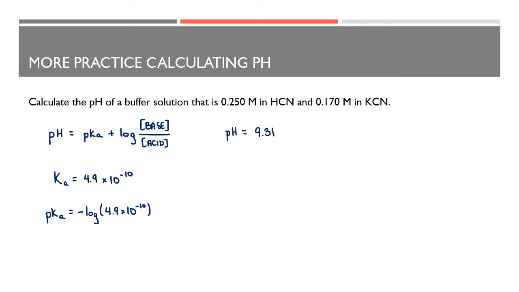I'm just going to substitute that in here: 9.31. Now I'm going to add the log of our base concentration, which is 0.170. That's our KCN, the source of our base ions. Remember that potassium is just part of the salt compound, not really a base, but it's just connected to the base there. And the acid concentration is 0.250 moles per liter.